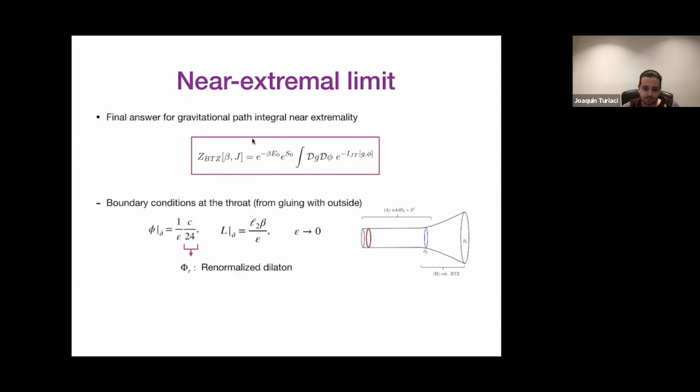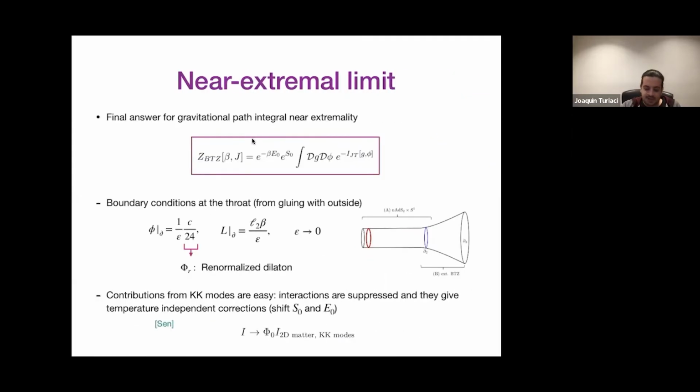Okay, so the boundary conditions in the throat for the dilaton gravity are fixed dilaton and fixed length, where L is the length of the time circle that controls the temperature, if you want to call it temperature. And this prefactor happens to always be phi r. And well, now you can see we call it phi r because it's the renormalized dilaton. But this is the same factor that always appears in the semi-classical thermodynamics when you look close to extremality.